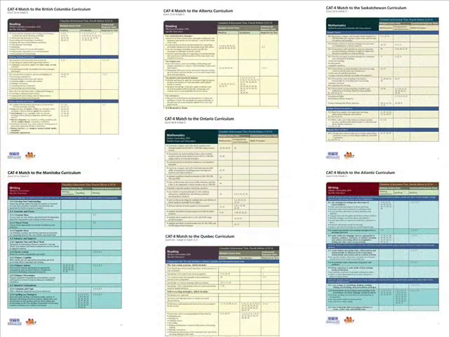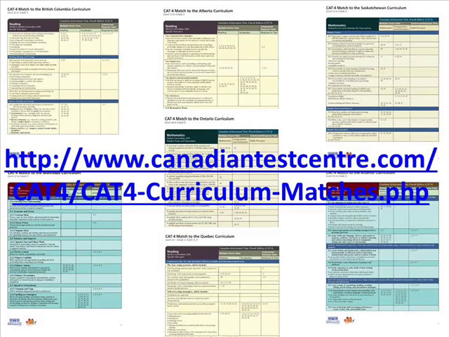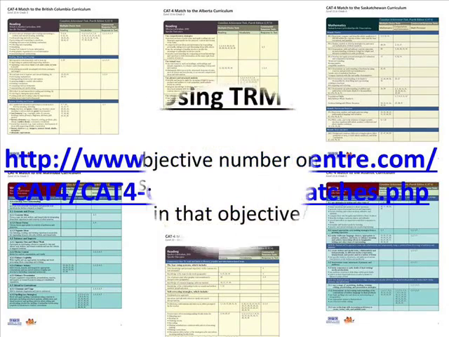CAT4 is aligned to general math and language arts curricula. Our curriculum experts have, however, created curriculum match tables that align your provincial ministry's expectations and outcomes to CAT4 test items. Please visit our webpage and look for your province.